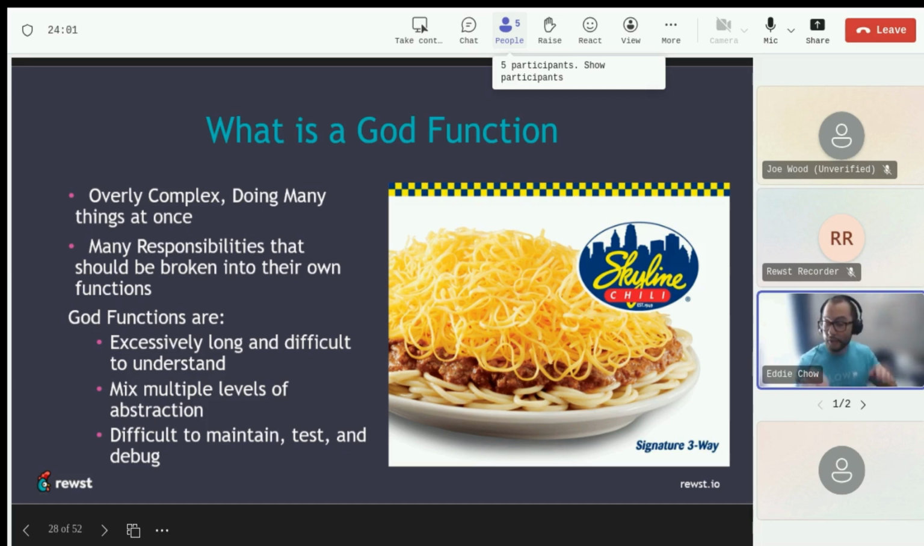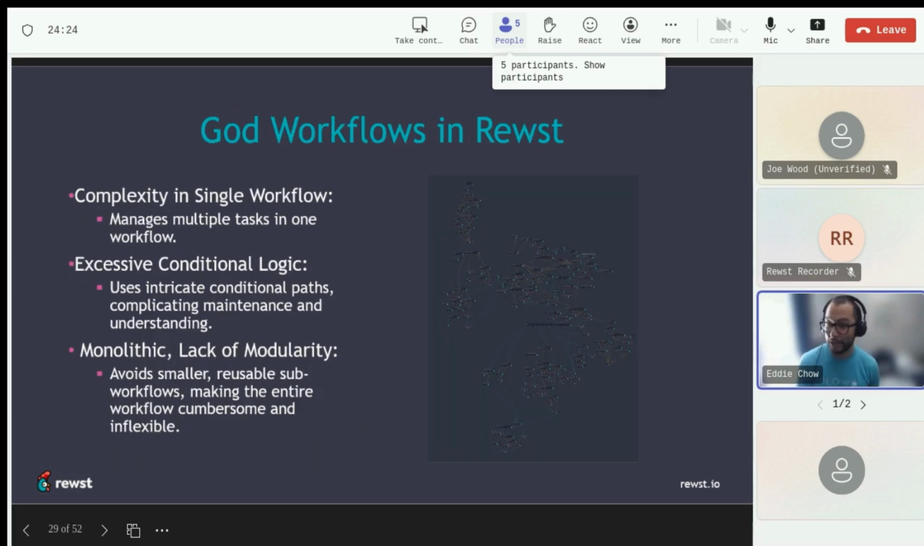When we have something like that, it becomes very difficult to manage. There's a lot of different levels of abstraction. And in doing so, again, it creates more complexity, and it's more prone to errors whenever we try to enhance or fix things. It's just a maintenance nightmare when we're working with these God functions. Generally, we know we're working with a God function or a God workflow when we zoom out and stare at it and we're not quite sure what's happening, or it's very difficult to decipher what's going on.